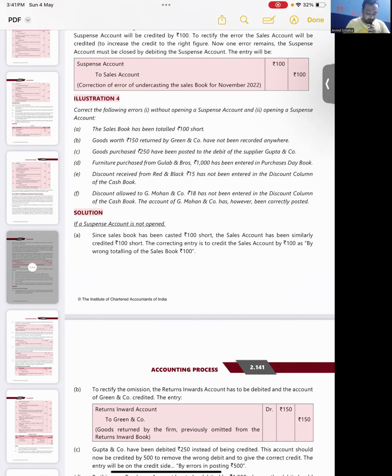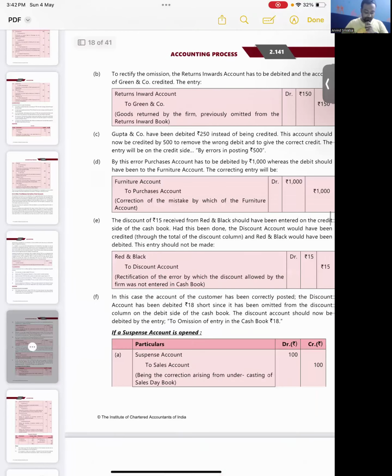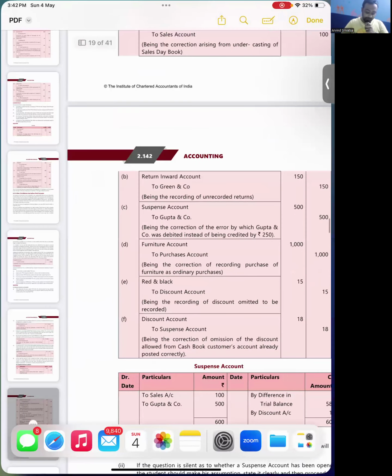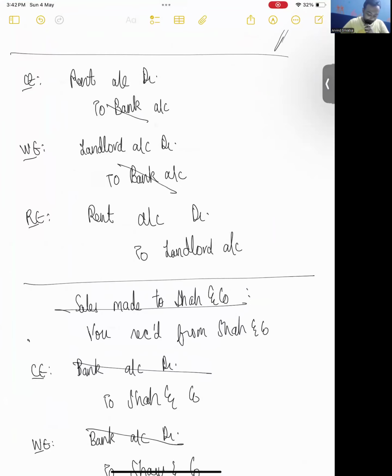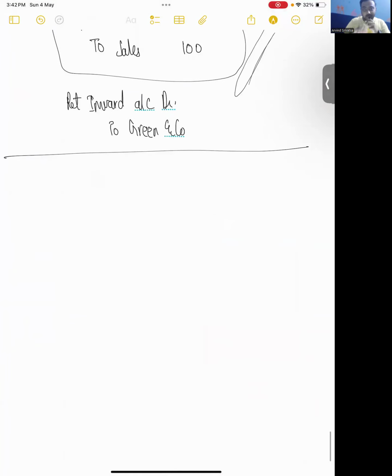Goods purchased 250 have been posted to the debit of supplier Gupta and Co, sir. So we purchased 250 worth of goods from Gupta and Co, but it has been posted to debit of supplier. So here you have to think a bit and interpret, sir. So here we will do the correct entry, wrong entry, rectification entry because we have to think a bit.